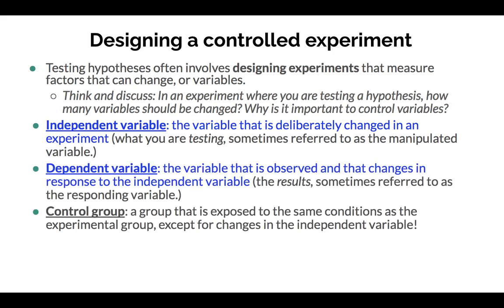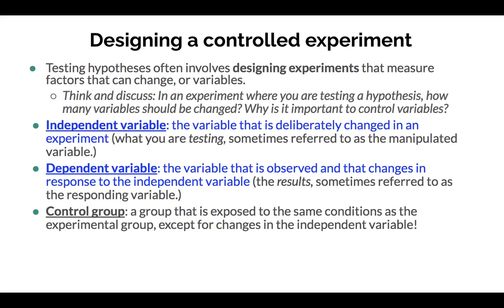So here are variables. The independent variable and dependent variable terms are both in blue, so make sure that you write down those terms for your vocabulary list. The independent variable is the variable that you deliberately change in an experiment. This is what you are testing. This is also sometimes referred to as the manipulated variable. The dependent variable is observed and changes in response to the independent variable. So this is often the results, sometimes referred to as the responding variable.